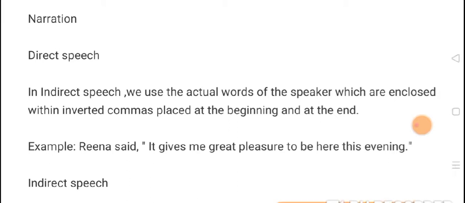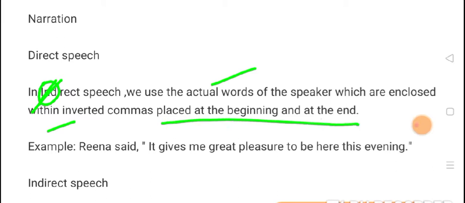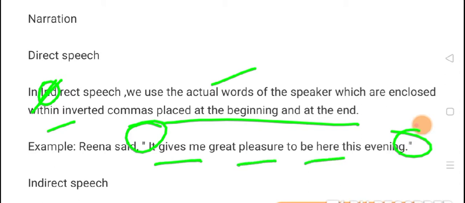So here by mistake it is written "in direct speech." That is direct speech. In direct speech, we use the actual words of the speaker, which are enclosed within inverted commas placed at the beginning and at the end. Here you can see the beginning, this is the end. So, Reena said, "It gives me great pleasure to be here this evening."